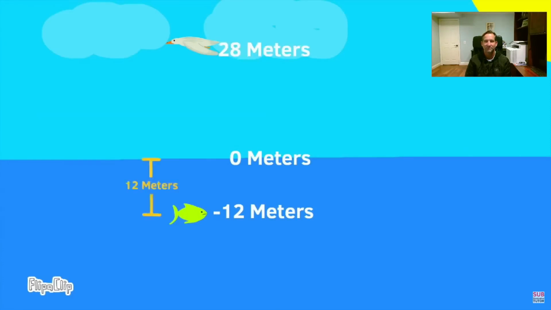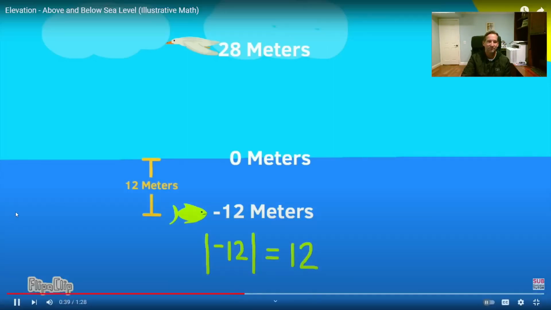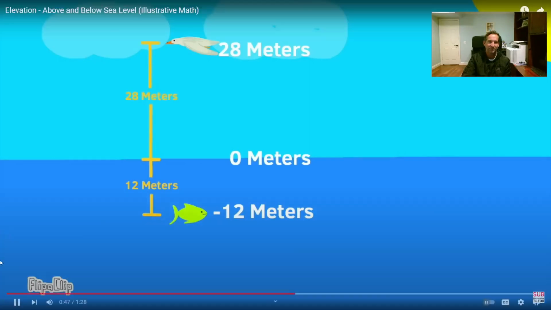The distance between the sea level and the fish is 12 meters. The absolute value of negative 12 is 12. In other words, an elevation of negative 12 is still 12 meters below sea level. The elevation of the bird is 28 meters. The distance between sea level and the bird is 28 meters.